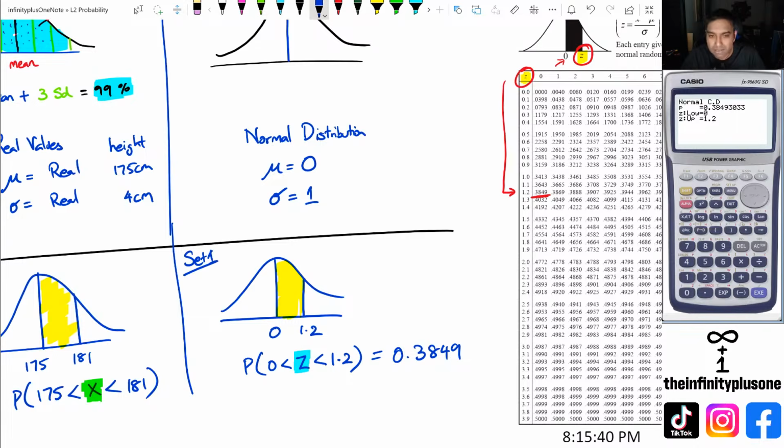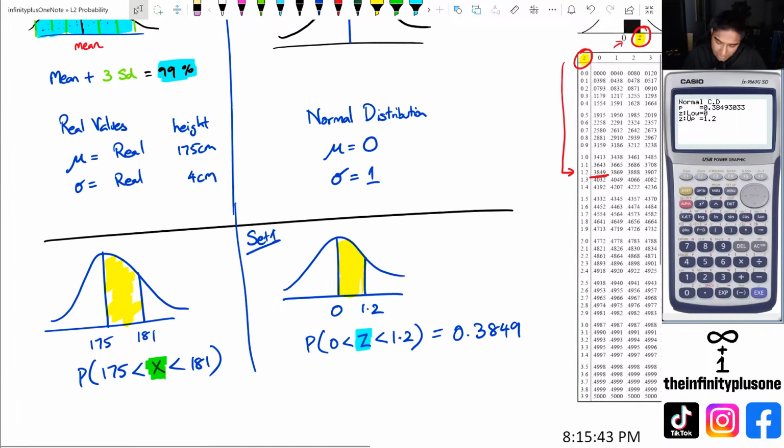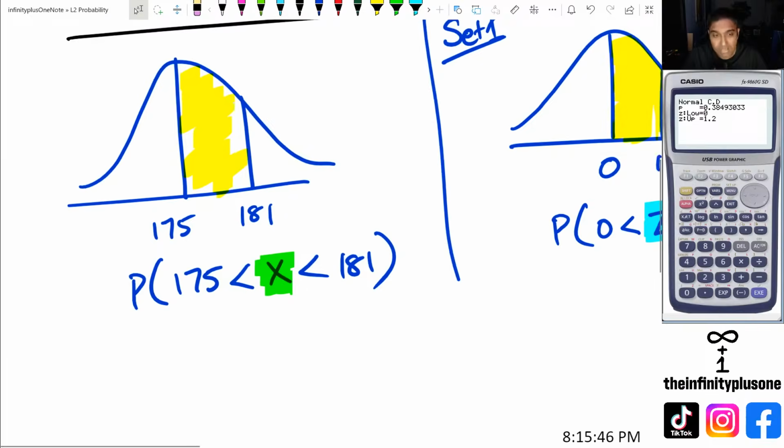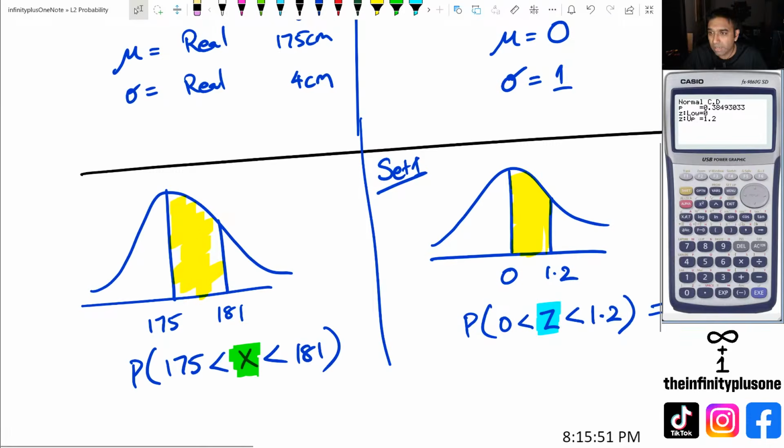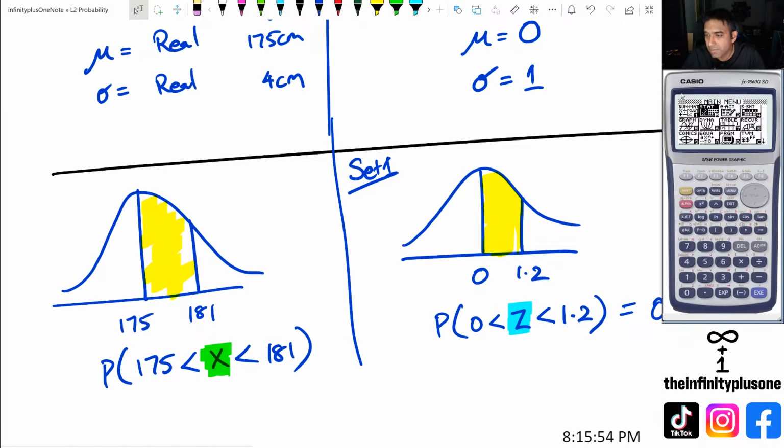Now, this is 0.3849, right? Let's go back to the real version. In the real version, we actually had 175 to 181. If I want to find this with the calculator, I still need to do the same thing. I go into menu, then stat mode, distribution, normal, which is right there, F1, and then NCD. But this time, my lower value is 175, so I put in 175. My upper value is 181, so that's going to be 181.